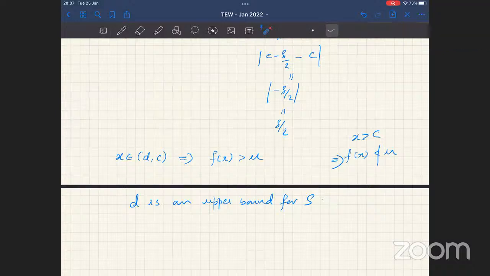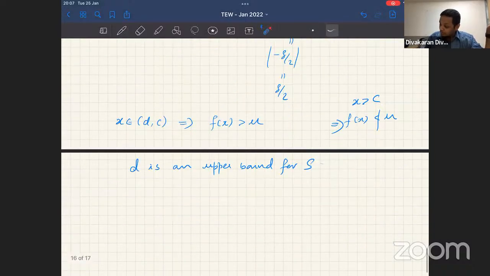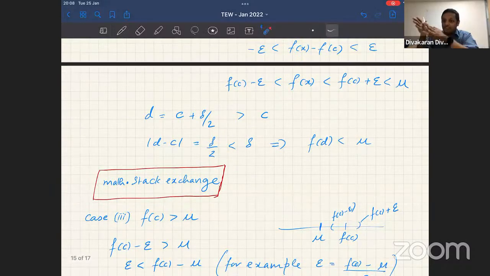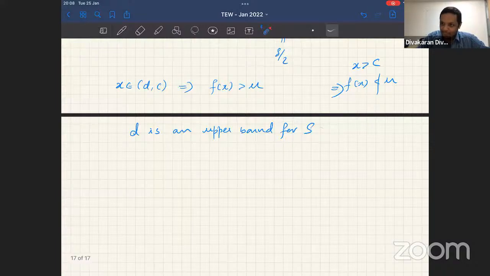Contradiction to C being the least upper bound because D is smaller than C? No, it's not. We don't know whether it's the least upper bound, but it's an upper bound. So we have concluded that D is an upper bound, and that contradicts the assumption that C is the least upper bound because D is smaller than C.